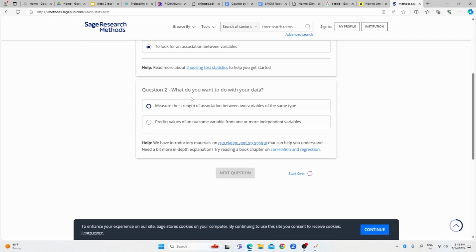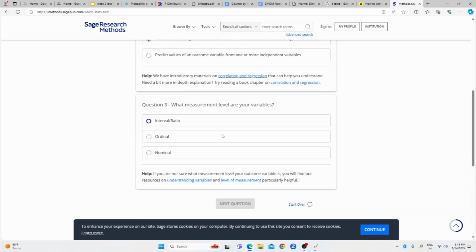Next question: what do you want to do with the data? Measure the strength of association, or predict? As I told you, association, causation and prediction. Prediction and causation are two different things. So now we will look for association, we will look for strength, which is primarily testing how much they are associated or caused. Click here.